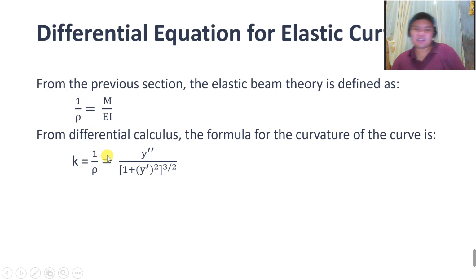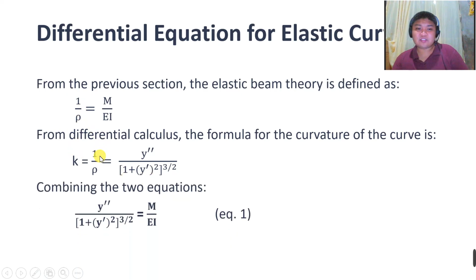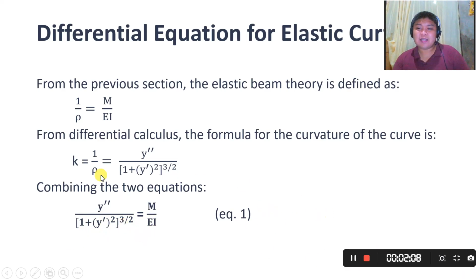So, of course, ang naiisip nyo is isa-substitute natin itong 1 over rho dito. So, therefore, magiging y double prime over the quantity 1 plus y prime squared raised to 3 halves equals M over EI. So, di ba, napakasimple lang naman yan. And that will be our equation 1.